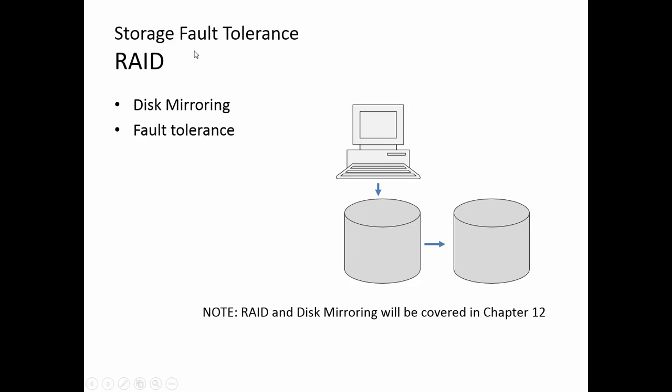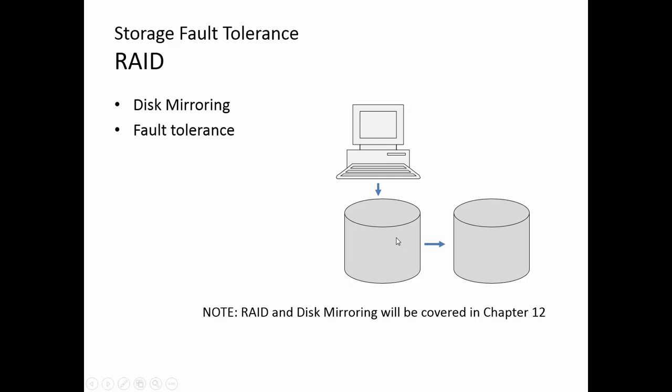Another form of fault tolerance is RAID, which stands for Redundant Array of Inexpensive Disks, and an example of that is disk mirroring. Disk mirroring is when there are two hard disks in the server. And when a user saves a file, the user doesn't know it, but it is immediately copied to the second hard disk, and the first hard disk is a mirror image of the second hard disk. And if either hard disk crashes, that's okay. We have the other one.